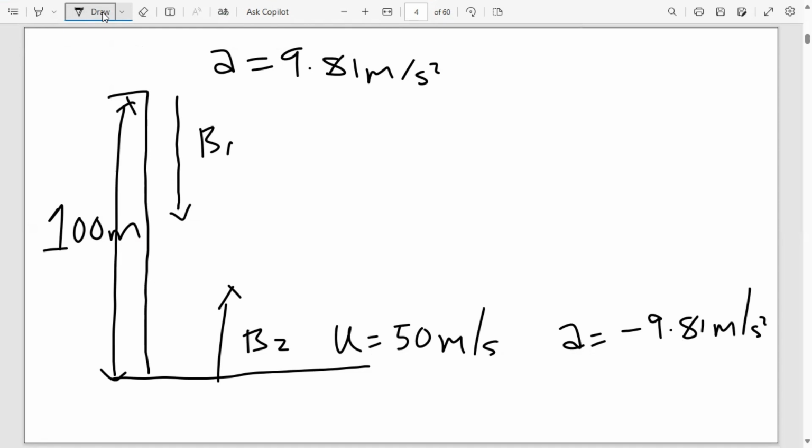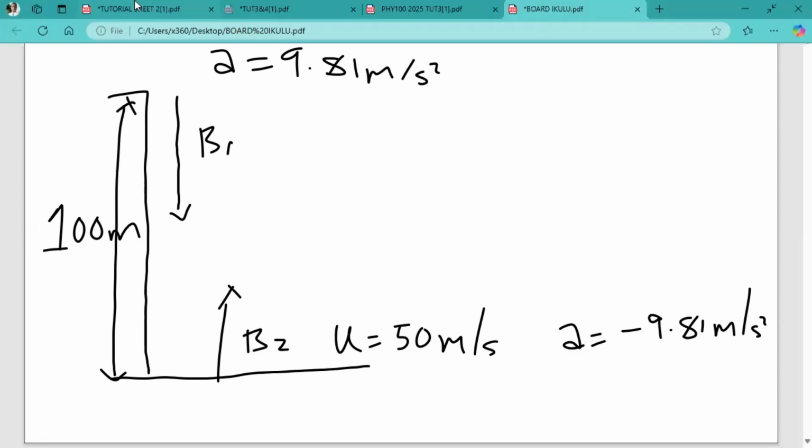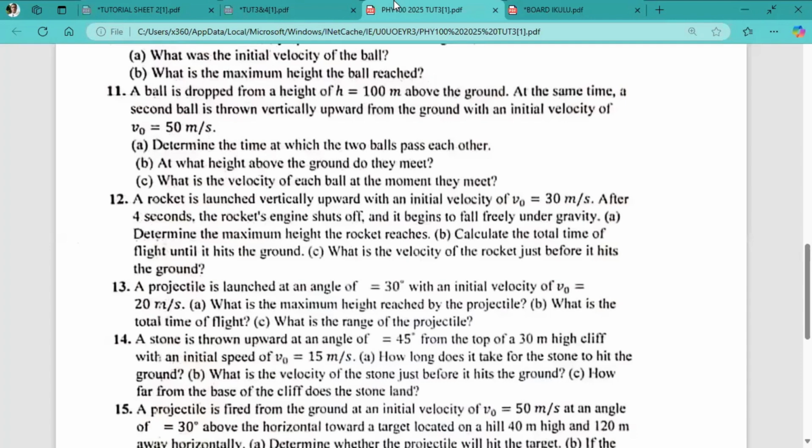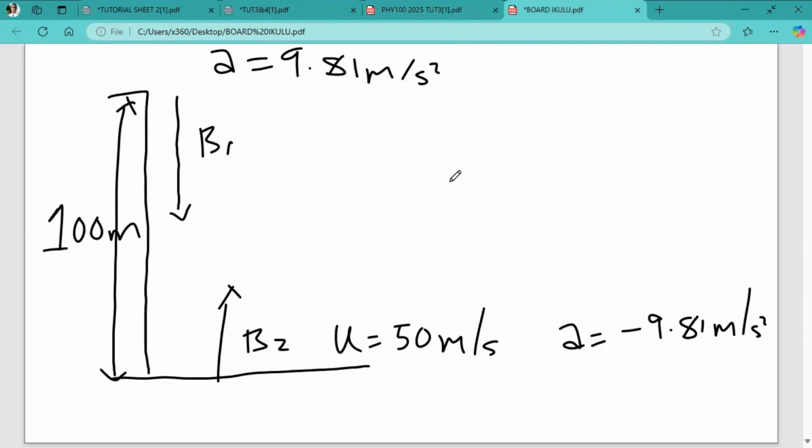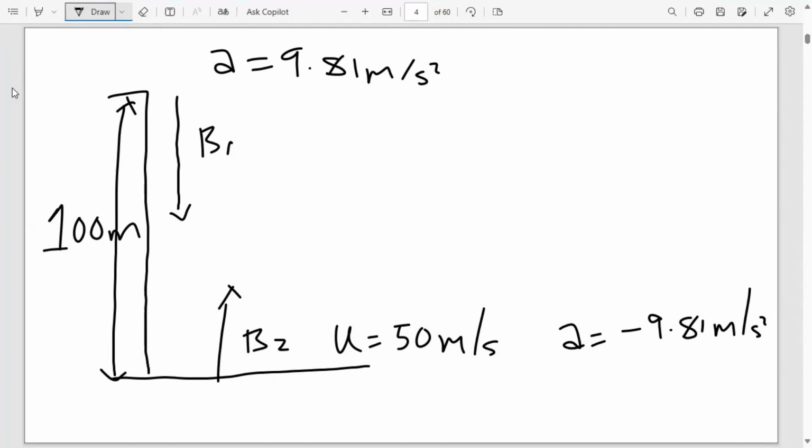Okay, so in part A, what have they said? They've said, determine the time at which the two balls meet each other or pass each other. So how are we going to analyze this question? This is what is happening.